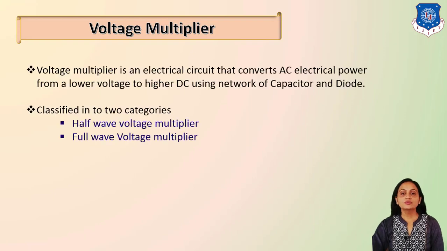So what is a voltage multiplier? A voltage multiplier is an electrical circuit that converts the AC electrical power from a lower voltage to a higher DC voltage using networks of capacitors and diodes.